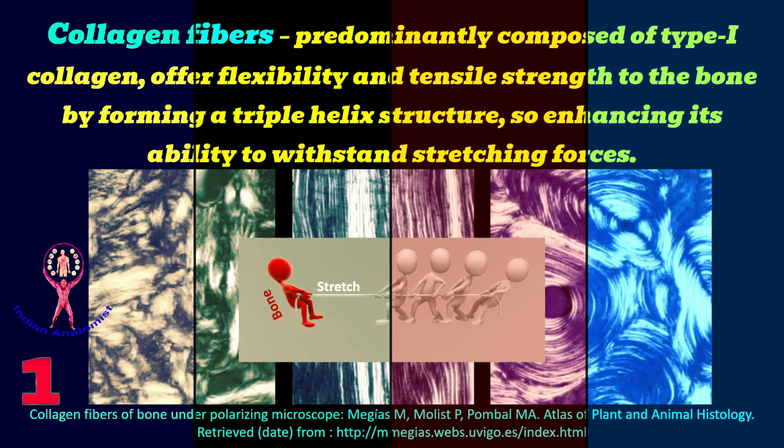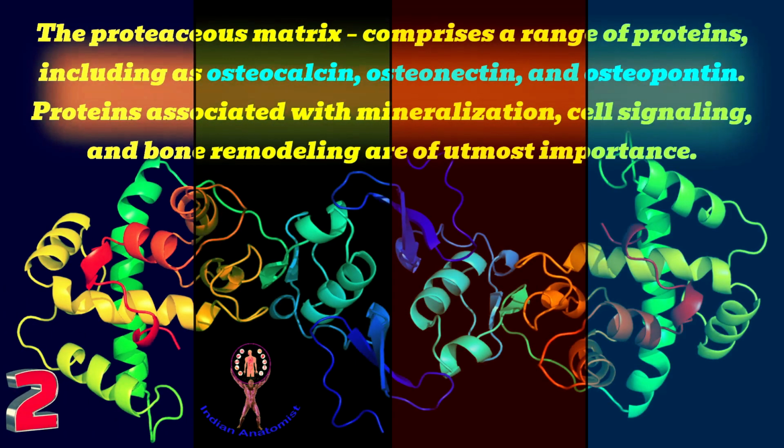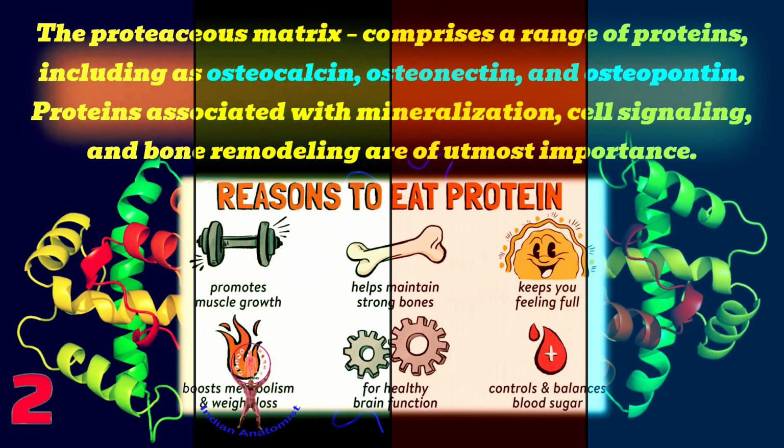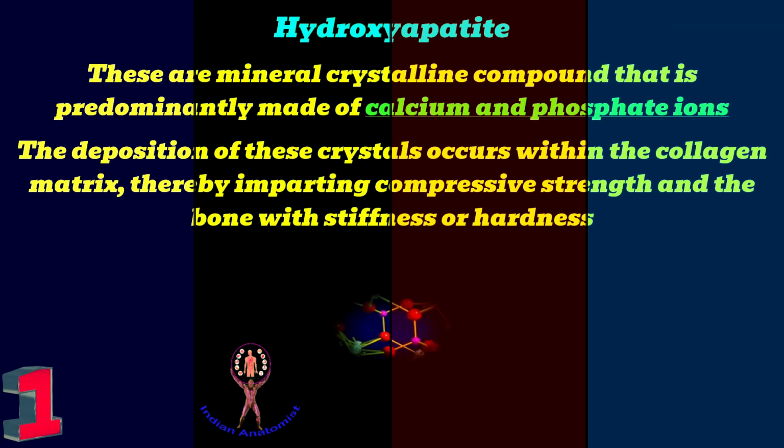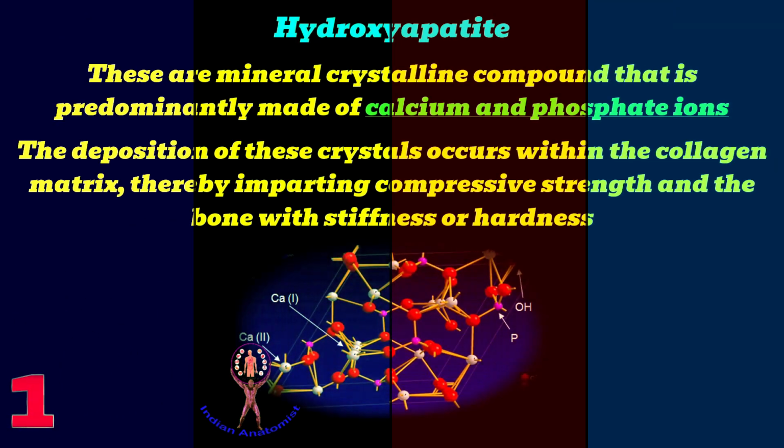The second organic component of matrix is the proteinaceous matrix, which comprises a range of proteins including osteocalcin, osteonectin, and osteopontin. Proteins associated with mineralization, cell signaling, and bone remodeling are of utmost importance. Next, we will discuss the inorganic components of bone.